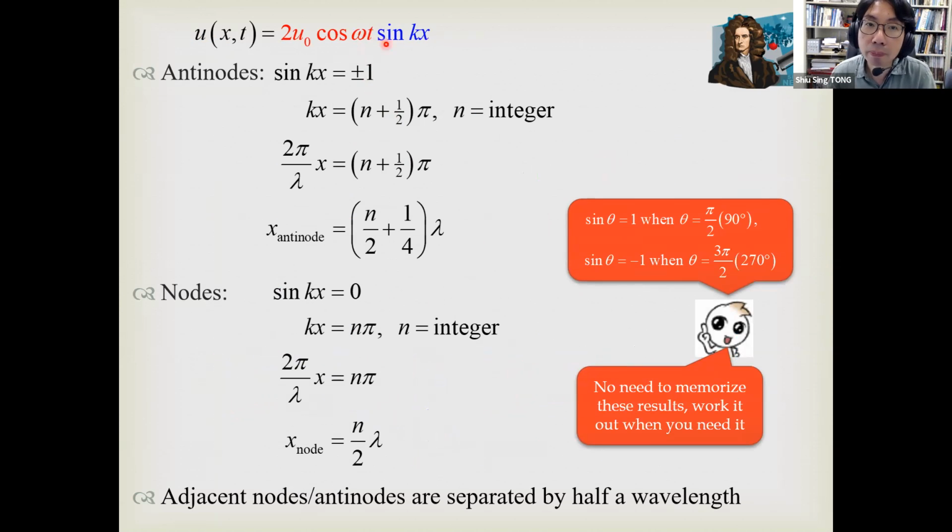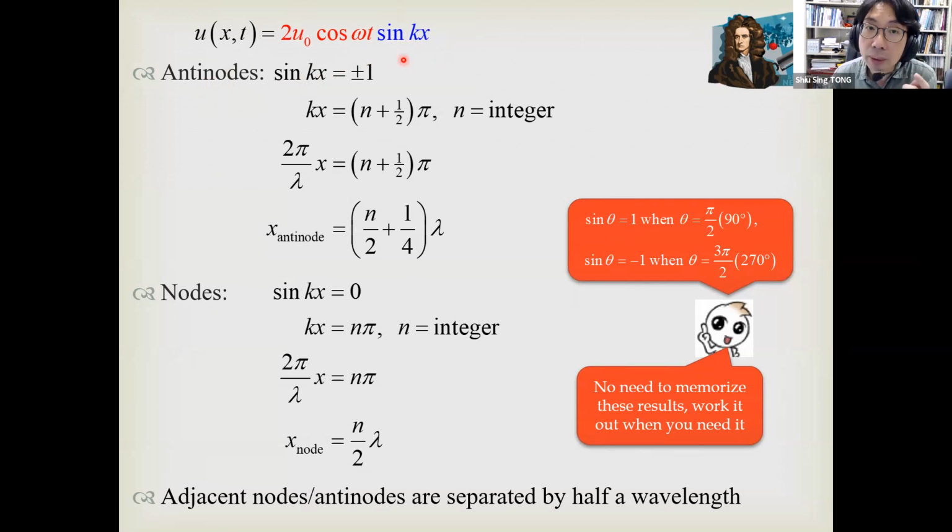Now let's find the position of the nodes and antinodes. For this factor, we've said the sine kx factor determines the wave pattern, right? The cosine omega t only gives you the variation with time. So the standing wave pattern is actually determined by sine kx. The antinodes correspond to the largest disturbance, either in the positive or negative direction.